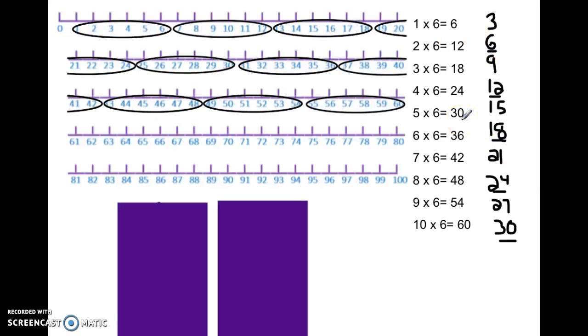And if you think about it, it makes sense, right? If we double our 3s, we're going to get 6s. So that's a strategy you can use. If you know your 3s, you can double them to help you figure out your 6s. So that's a great way to help you with your 6s. All right, next we're going to keep looking at other patterns.